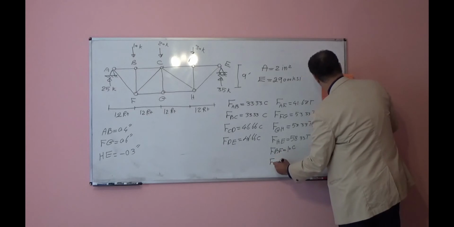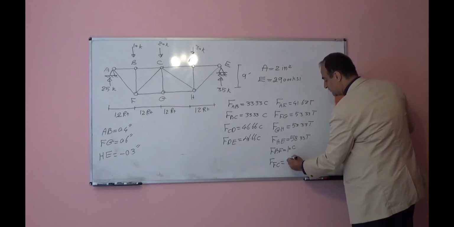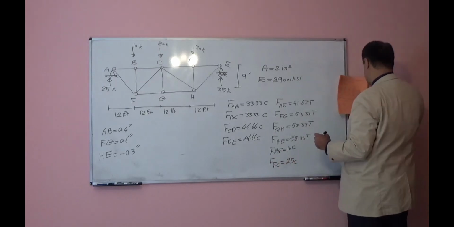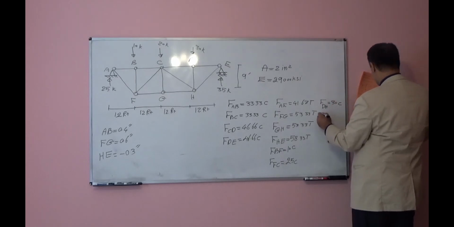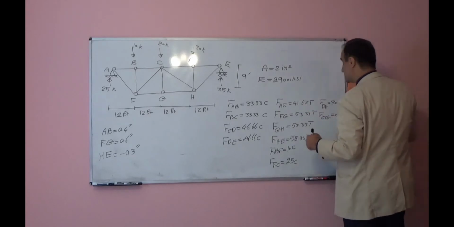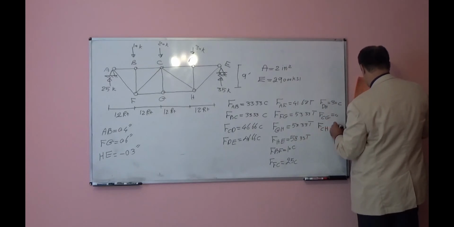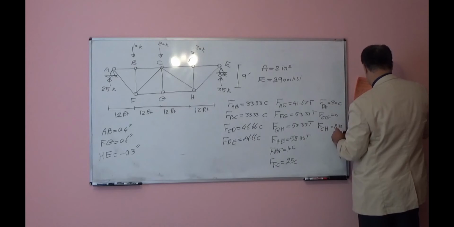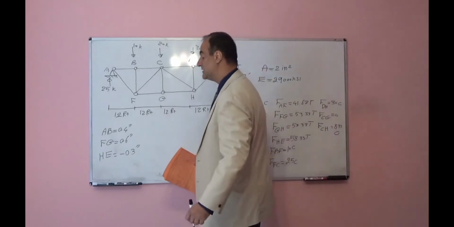Force in member FC will be 25 compression. Force in member DH will be 30 compression. Force in member CG will be 0, we know it is a zero member, and force in member CH is 8.33 compression. Some of these are very easy to figure out.